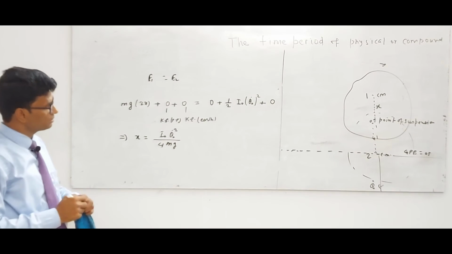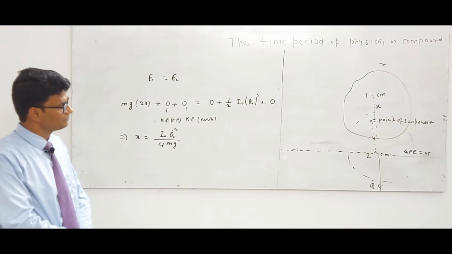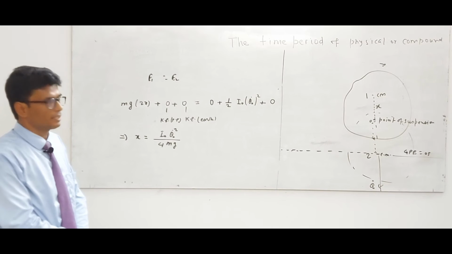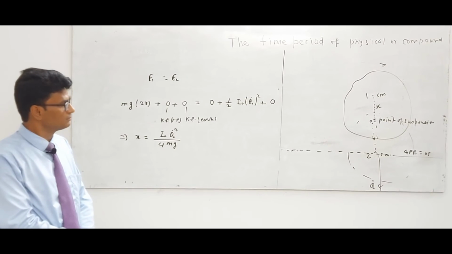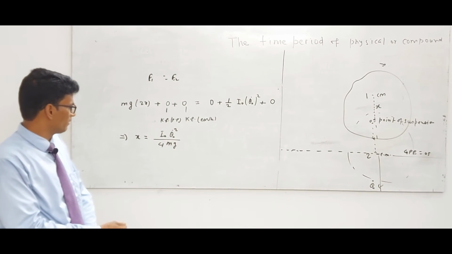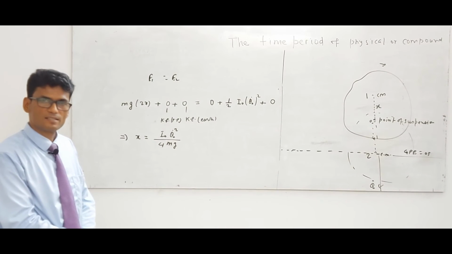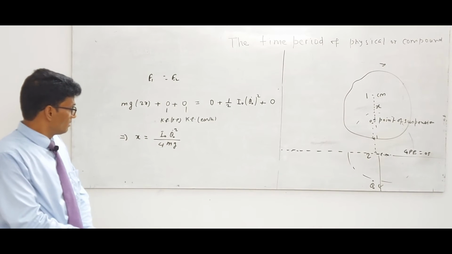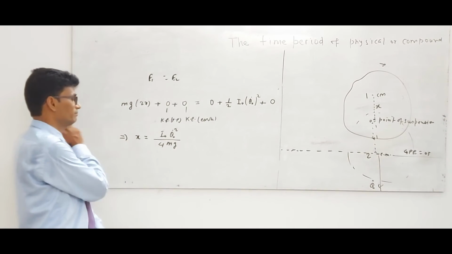So I naught is given in the problem. If not given, then we have to rectify the problem. Moment of inertia I naught we have to consider, otherwise how one can write moment of inertia about the point of suspension. So the x is known here.